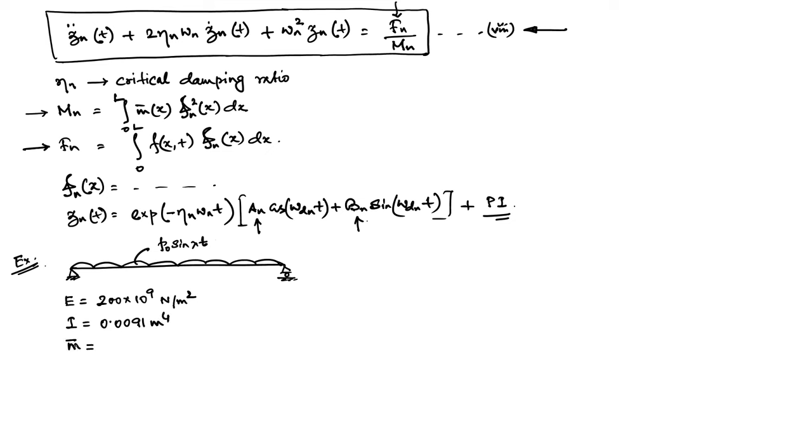M bar is equal to 84 kg per meter. L is equal to 7.5 meter, that is the length of the beam. Then P naught is equal to 22.5 Newton per meter, and then lambda is equal to 300 radian per second. So, that is the problem we are going to solve using MATLAB. So, let us solve it.